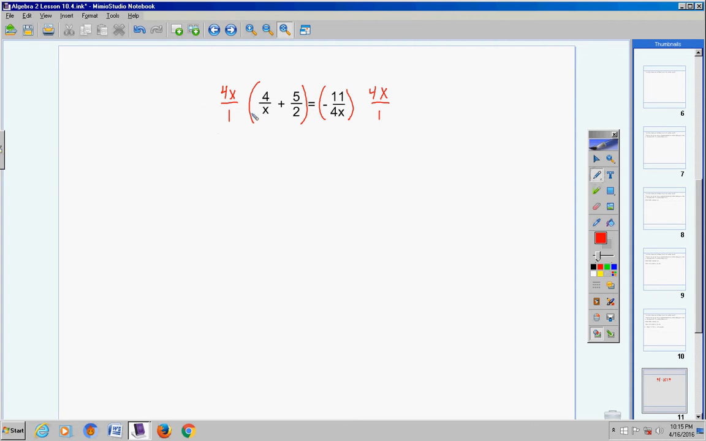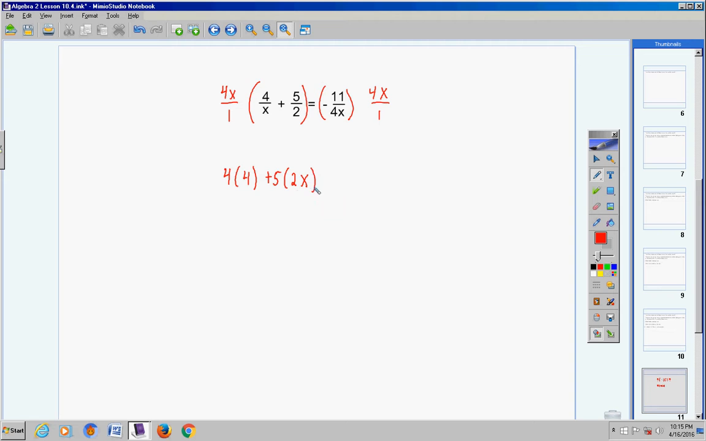4x times 4x over 1 times 4x. Your x would cancel with your x, leaving you with 4. And 4 times 4 is 16. So I'm just going to put 4 times 4 for now. So 4 times 4. Alright? Now, 4x over 1 times 5 over 2, your 2 would cancel with your 4 2 times. So I have 2x times a positive 5. So I'm going to put positive 5 times 2x.